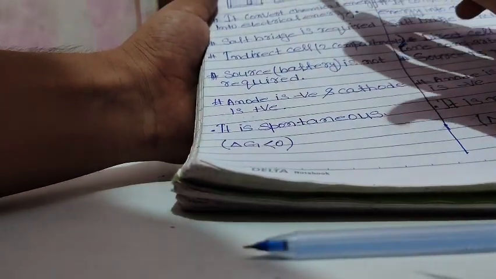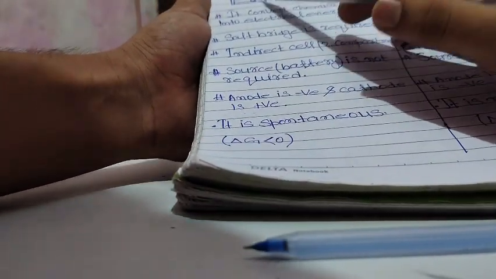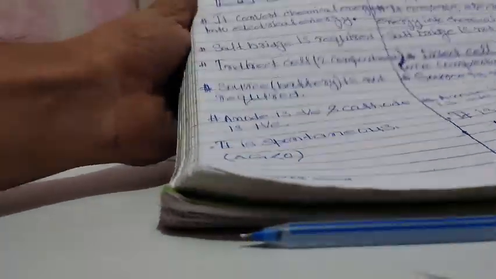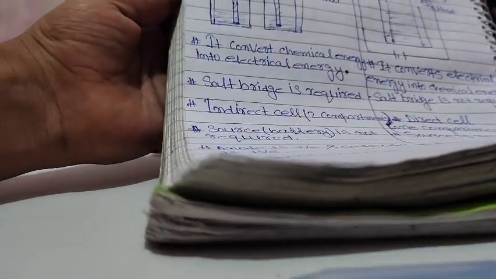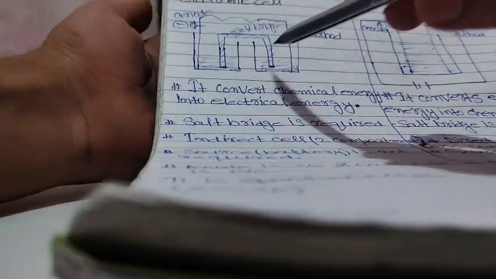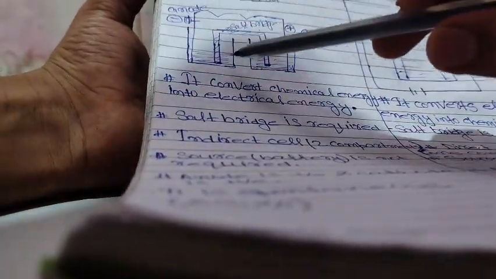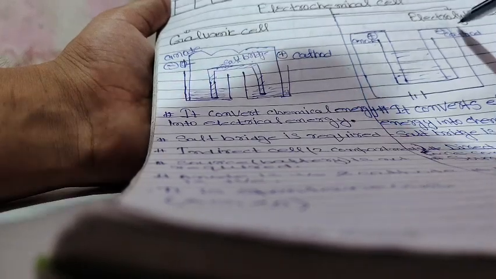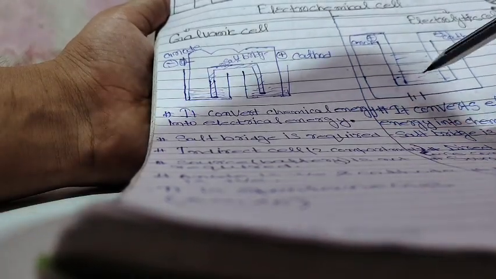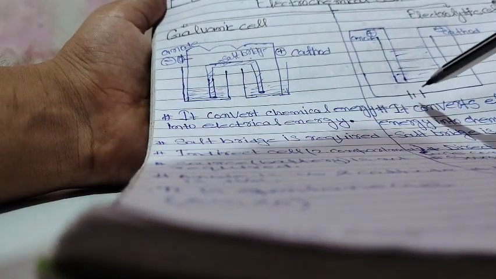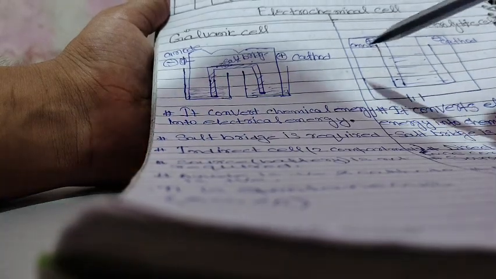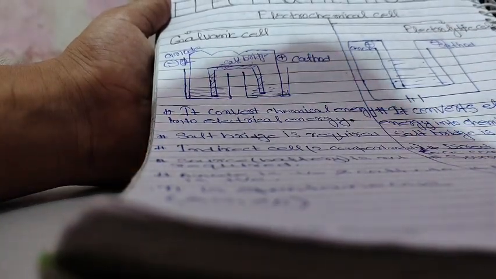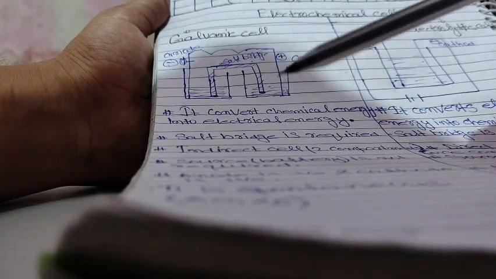In the galvanic cell, no battery is required; you can see in the diagram that there is no use of a battery. But in the electrolytic cell a battery, a source, is required.